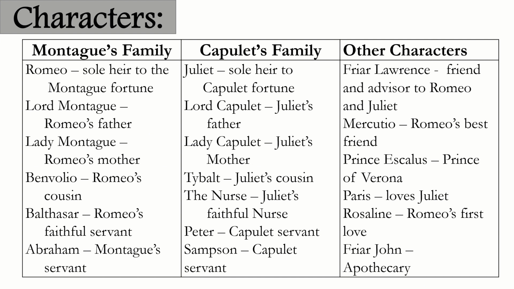Here are the characters in Romeo and Juliet. Montague's family. Romeo, sole heir to the Montague fortune. Lord Montague, Romeo's father. Lady Montague, Romeo's mother. Benvolio, Romeo's cousin. Balthazar, Romeo's faithful servant. Abraham, Montague's servant. Capulet's family.